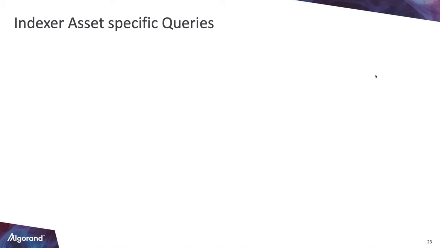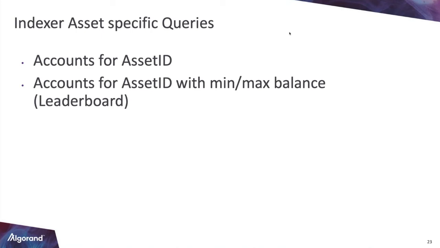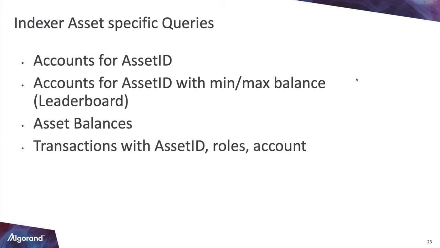Now, specific to assets and queries, you can use, for example, search for accounts for an asset ID. Which accounts have my asset? Right. This one here, accounts for asset ID with a min-max balance. Maybe you want to create a leaderboard for a game you're creating, and you want to say, give me everybody that's in the top end, and you specify a max balance, and it'll come back and give you that. You could do a query on asset balances, period. You can do queries on transactions with an asset ID, including roles. Is it a sender account, a receiving account, and the account numbers?